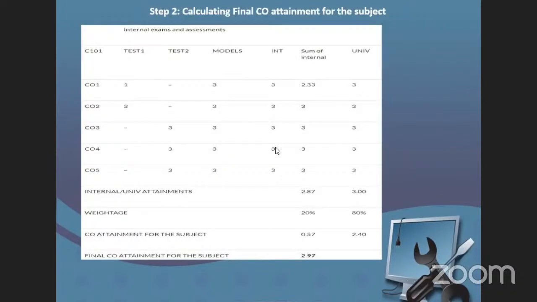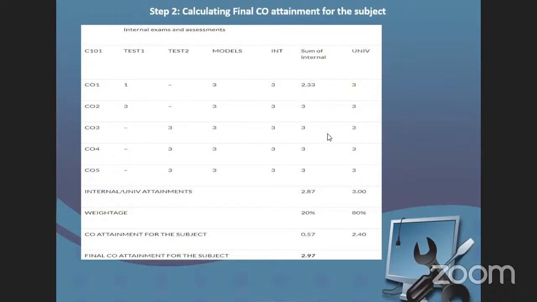Internal, as I mentioned, it is nothing but internal metrics for CO1, either in the form of quiz or in the form of assignment or in the form of your mini projects or in the form of presentation. Usually we give full marks because they are expected to submit that activity, whatever we give for that particular CO. So it is taken all 3.